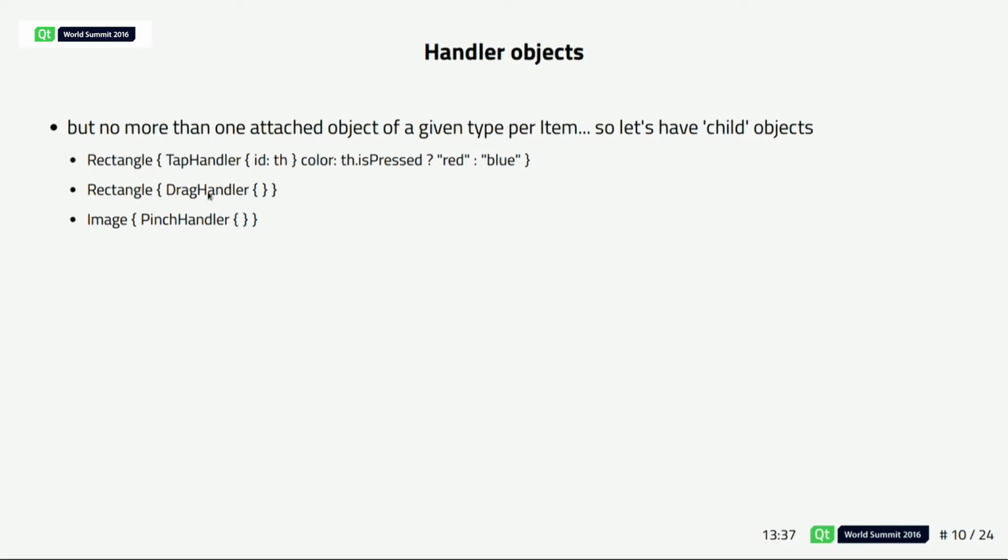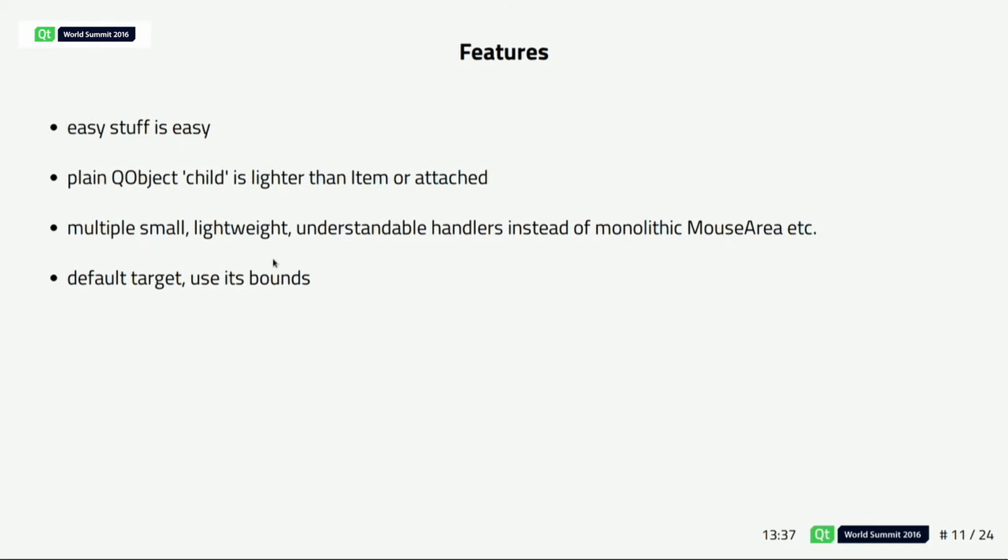For drag handler and pinch handler, it's really simple. You just declare them and suddenly you can drag this rectangle or pinch this image. So easy stuff is easy. The object is lighter than an item, lighter than an attached property as well, because attached properties actually have their own overhead. And we are going towards having multiple small, lightweight handlers instead of MouseArea, which is monolithic, which has to do a lot of different things.